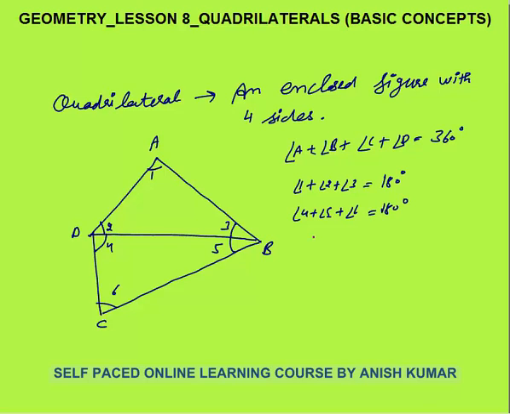Adding all this, you will get angle A plus angle B plus angle C plus angle D. This will be equal to 360 degrees. 180 plus 180, 360 degrees. Because 2 plus 4 will make angle D, 3 plus 5 will make angle B.